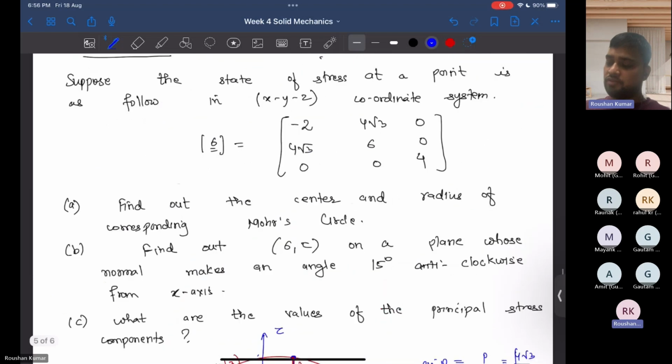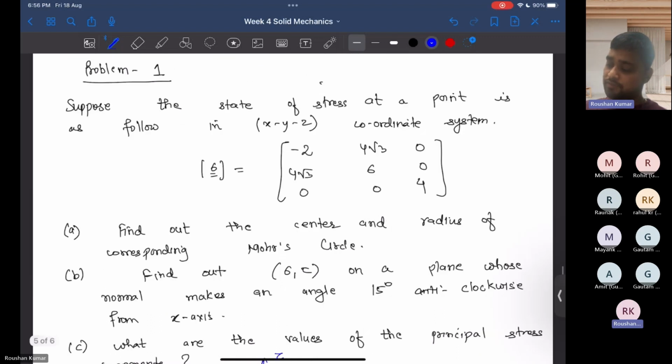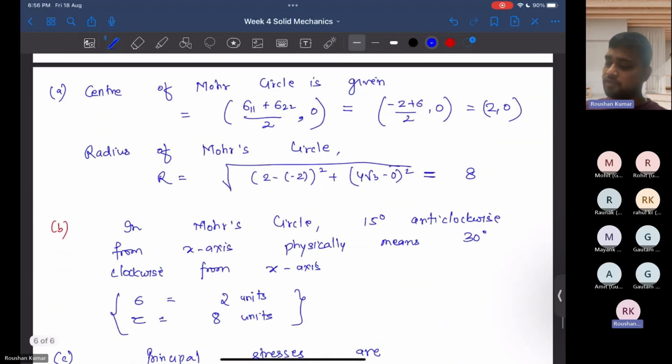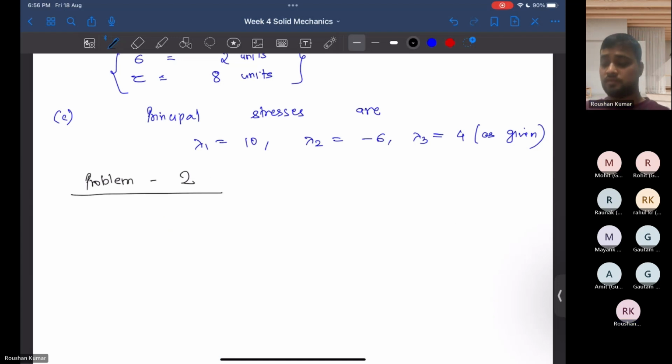So this is all about question number 1. I hope everyone has understood this question. Now move on to the next question, that is problem number 2. Problem 2 is also based on the Mohr circle.